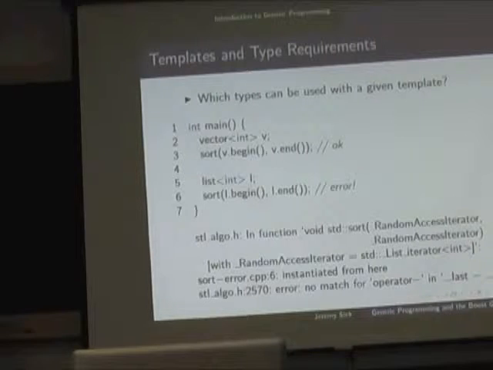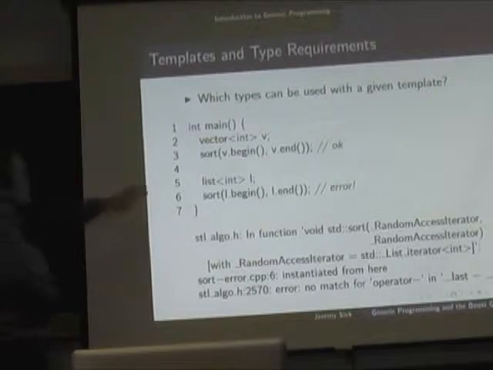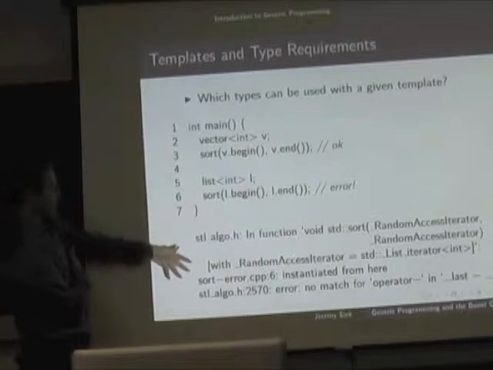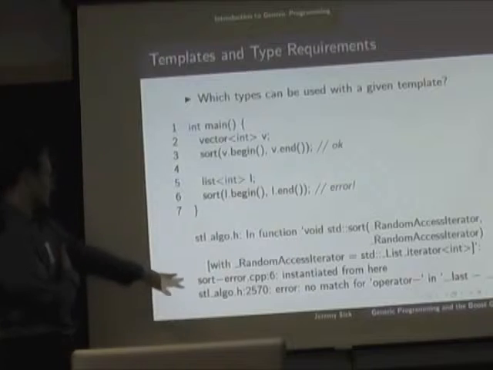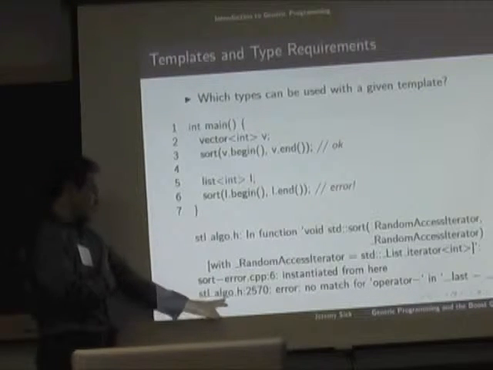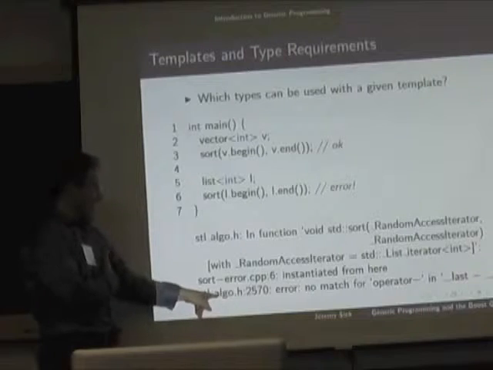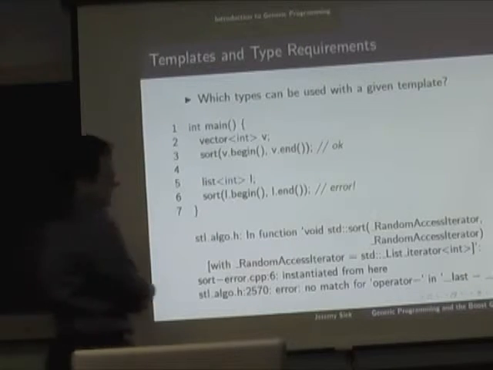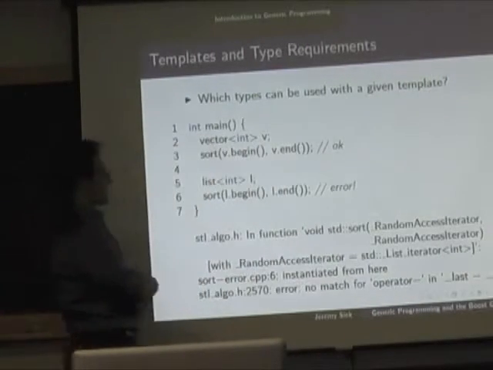So one of the key issues when you're dealing with templates in generic programming is what types are you allowed to use when you're invoking a generic function. Here I'm calling the sort function of the standard template library with a vector, and then here I'm calling it with a linked list. And we end up with an error message. It's somewhere deep inside stl_algo.h, the header file, and it's saying there's no match for operator minus, or subtraction, where somewhere down there they were trying to subtract last minus first.